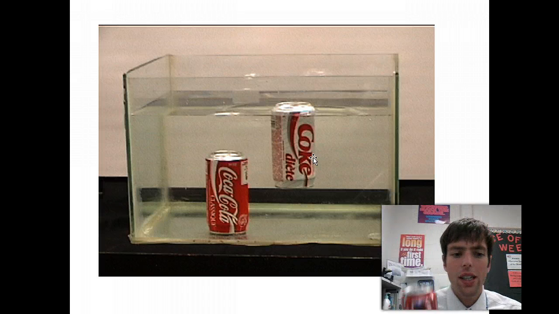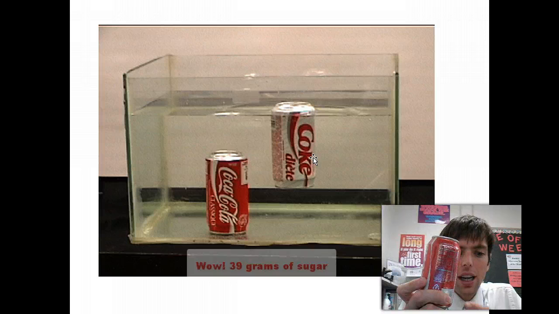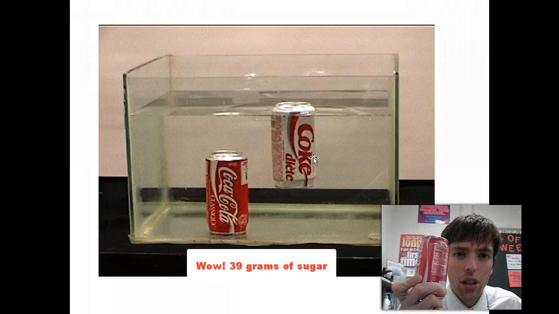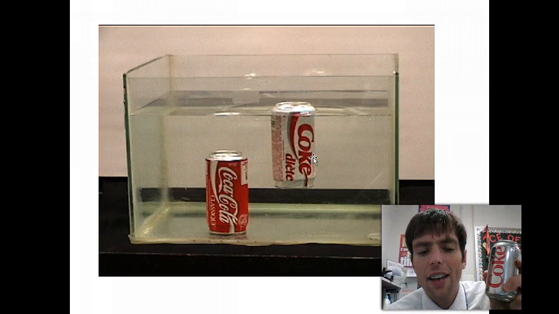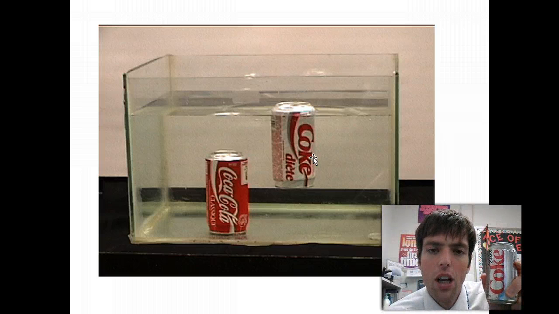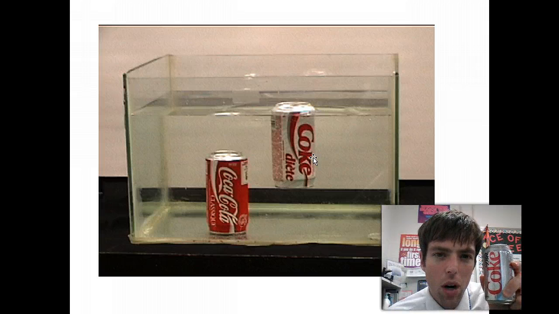Well, to answer that question, you have to remember the difference between Coke and Diet Coke. Coke is sweet because it's filled with 39 grams of sugar. That's why it's so sweet. Conversely, Diet Coke doesn't have sugar in it, it has aspartame. So much less aspartame that its density is slightly less than that of water.